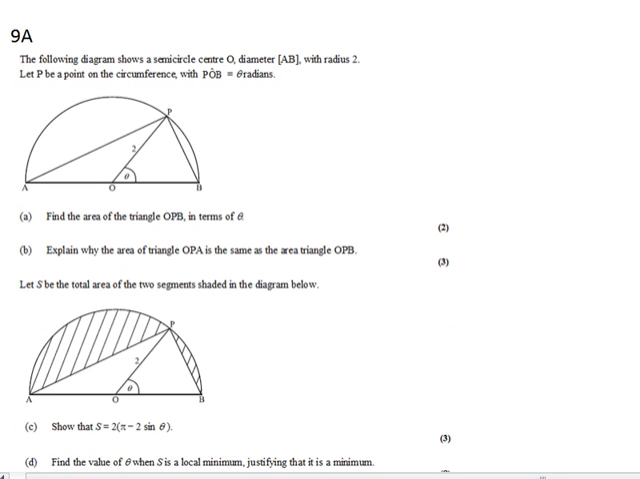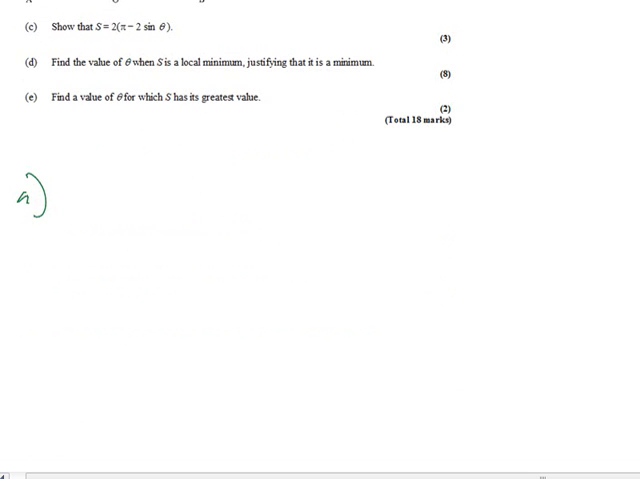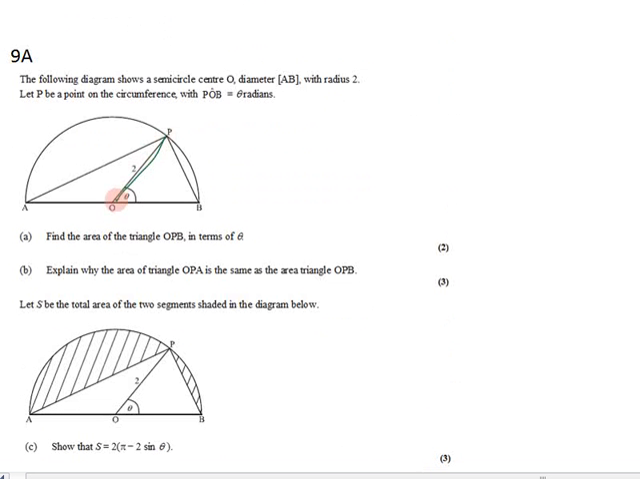In this question we're shown a diagram about a semicircle with center O and diameter AB. It has a radius of 2 units, and P is any point on the circumference, and we'll call angle POB angle theta. All of this information is in the diagram already. What we're going to try and do is find the area of the triangle OPB in terms of theta. So for part A, we want the area of this triangle.